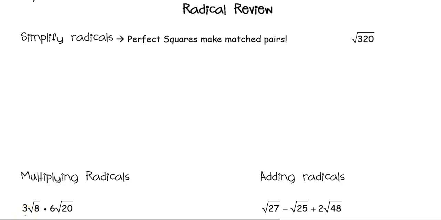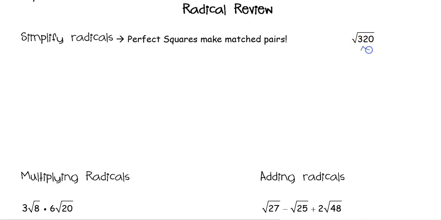This first video of this unit is going to be on reviewing radicals and how to work with them. So we're going to first start with just simplifying the radicals. And we're going to simplify them by making a factor tree. When we do a factor tree, we look for matched pairs because perfect squares make matched pairs. Matched pairs make perfect squares.